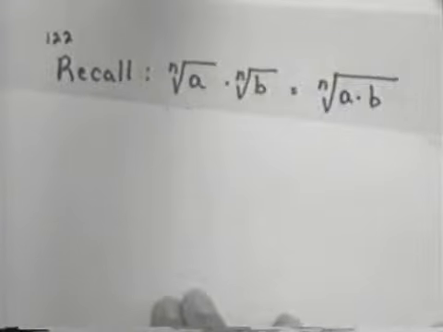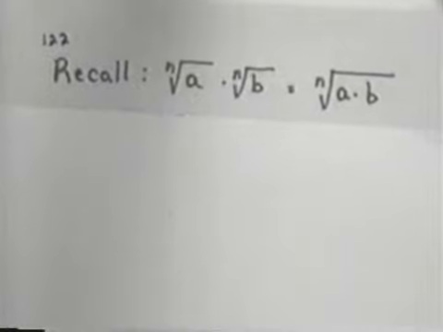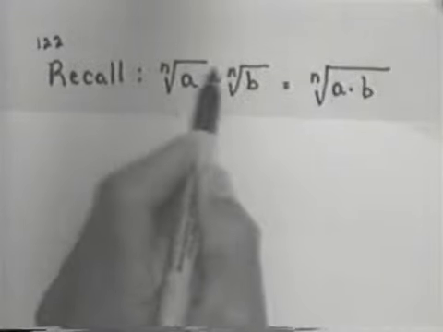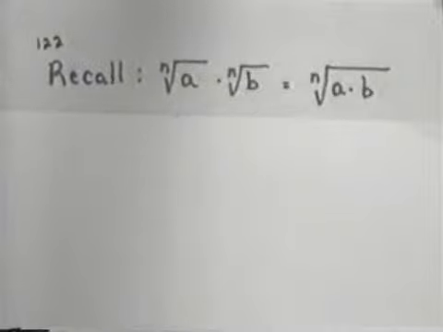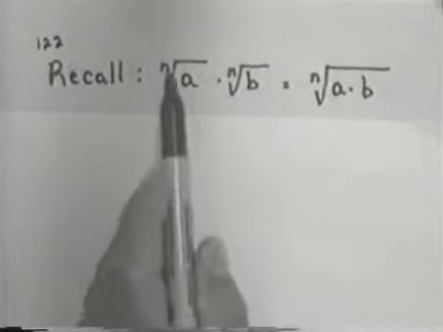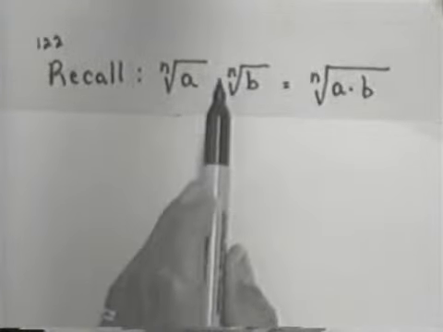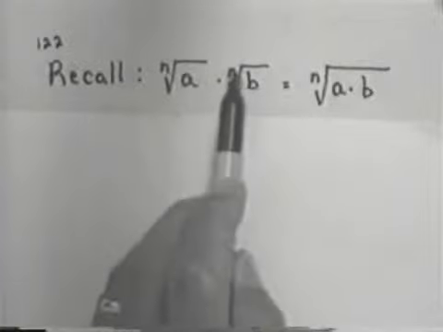On page 121, I gave you this fact. The nth root of a times the nth root of b is the nth root of ab. One can use this property to multiply radicals. Notice to multiply radicals, you only have to have the same index. To add or subtract them, you had to have the same index and the same radicand. But to multiply radical terms, you only have to have the same index.